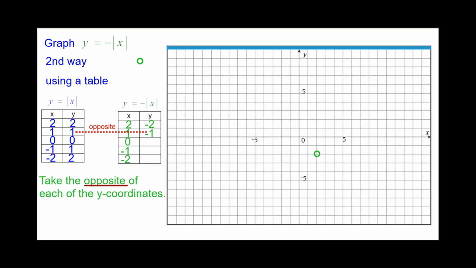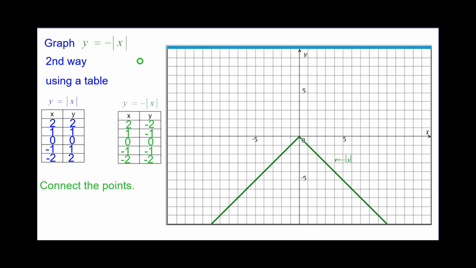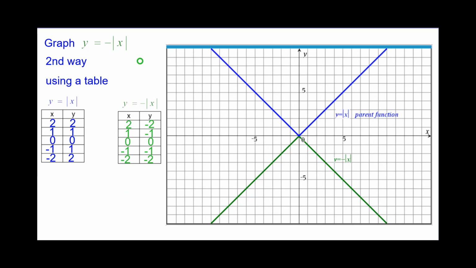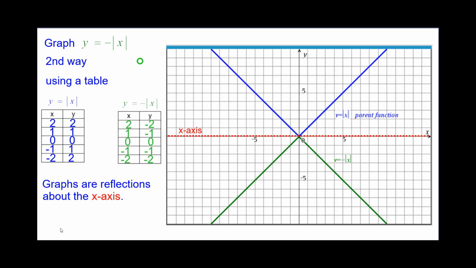The opposite of 1: 1 comma negative 1. The opposite of 0 is itself, so we'll go to the origin. The opposite of 1 is negative 1, so negative 1 comma negative 1. And then finally negative 2 comma negative 2. Connecting the points, again, we get the absolute value upside down. Comparing it to the parent function, the graphs are reflections about the x-axis.